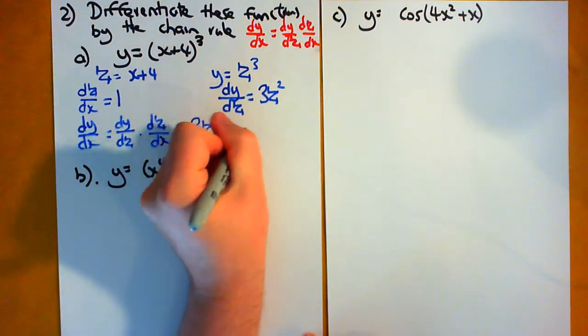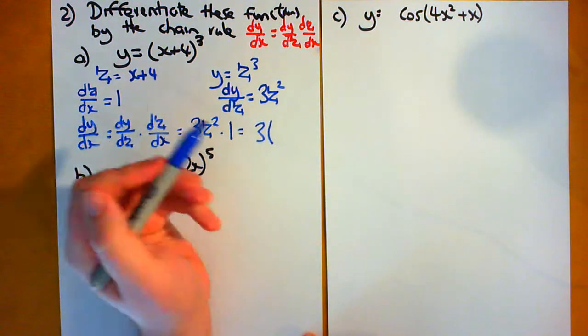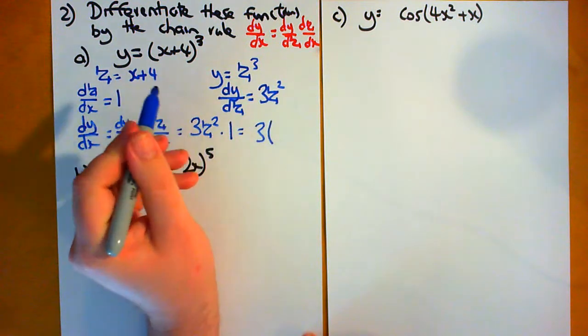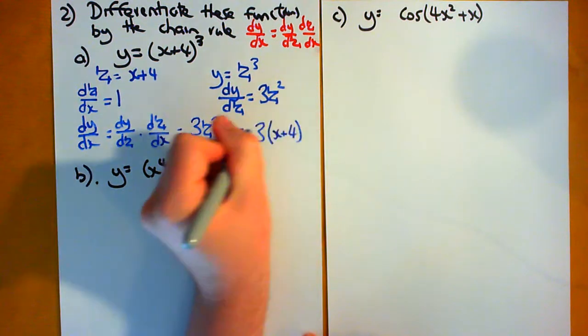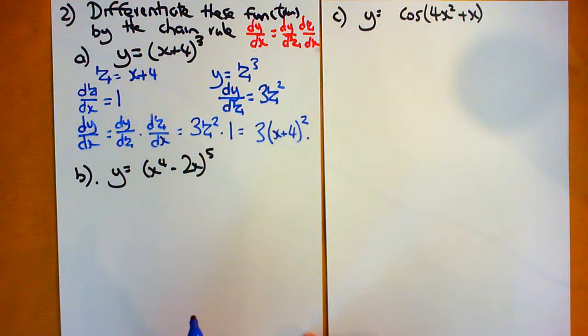That we've found to be 1, so this is going to be 3 times z, but we cannot have a z in our final answer. So we need to substitute back again. z was x plus 4, and we had z squared, so that's squared. Okay, so the derivative of x plus 4 cubed is 3 times x plus 4 squared.